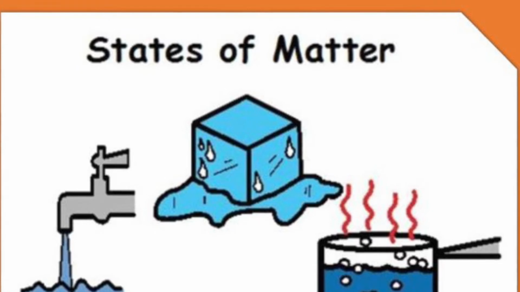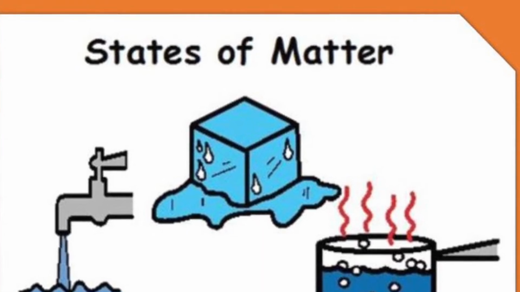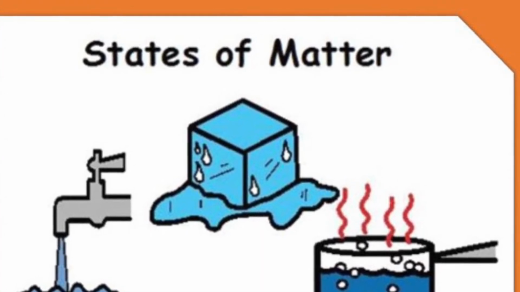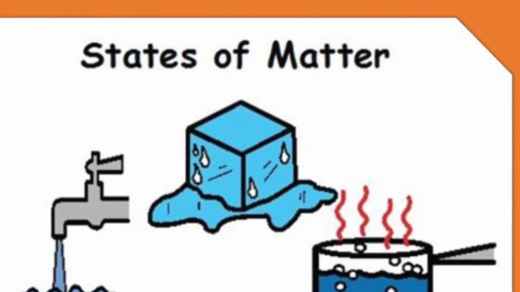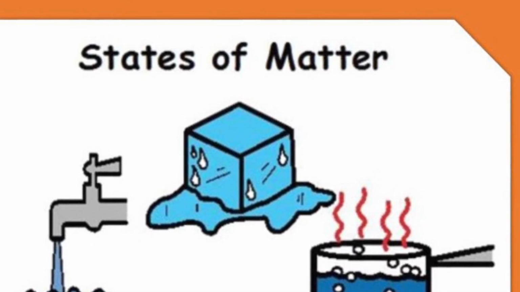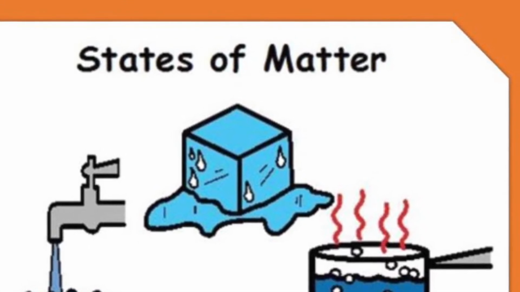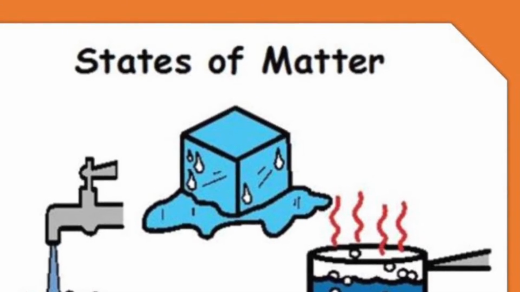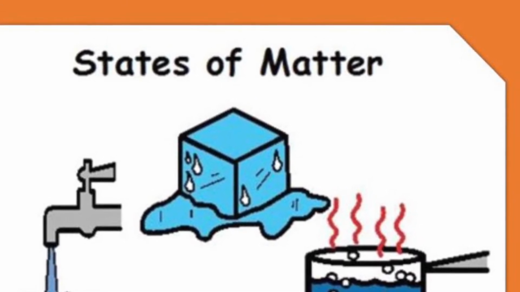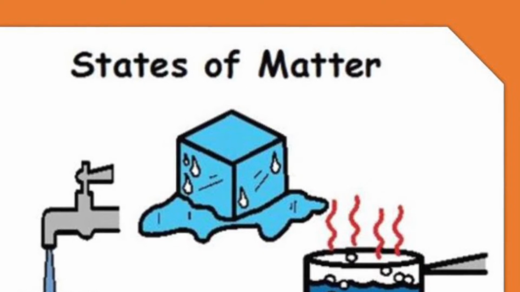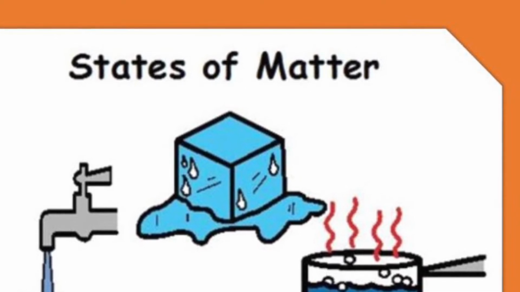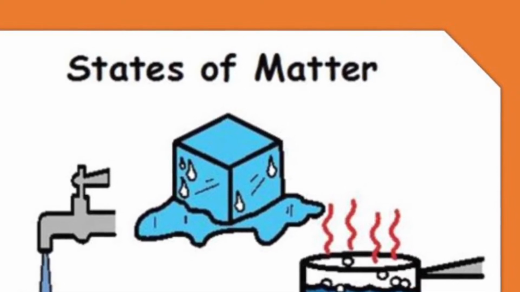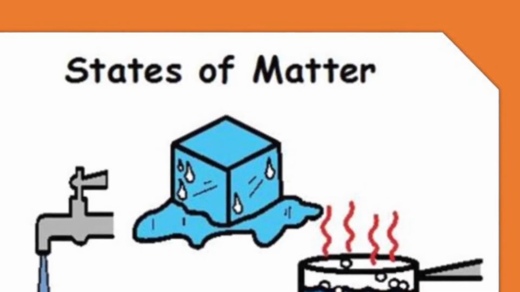In nearly all substances, the solid state is the most dense state, while the liquid state is less dense and the gaseous state is the least dense. Whether a substance is a solid, liquid, or gas depends mainly on the temperature.